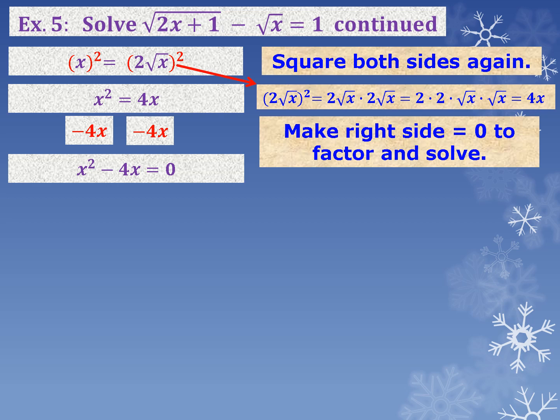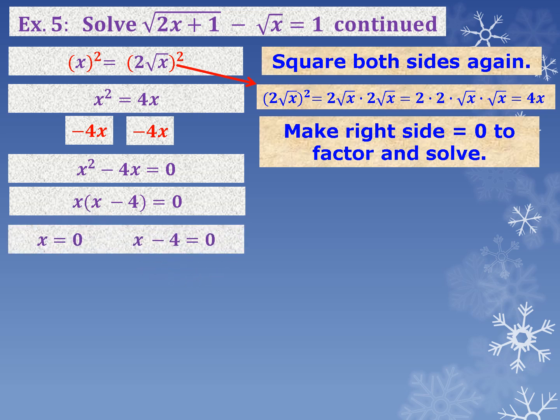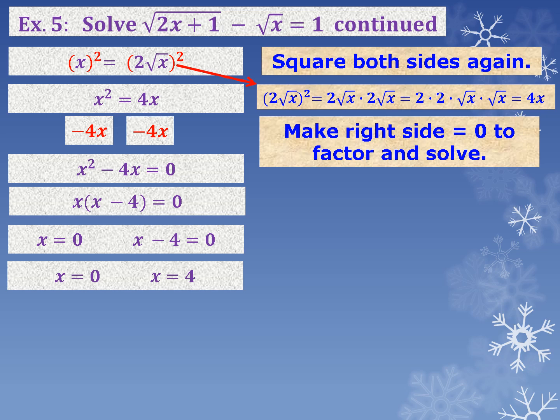I can't factor this like a trinomial, but I do notice that both terms have an x. So I can factor out a GCF of x and get x times x minus 4 equals 0. I then set each factor equal to 0, so x equals 0, and x minus 4 equals 0. And so then I get x equals 0 and x equals 4. Now remember, you do not want to just assume that these are the correct answers.